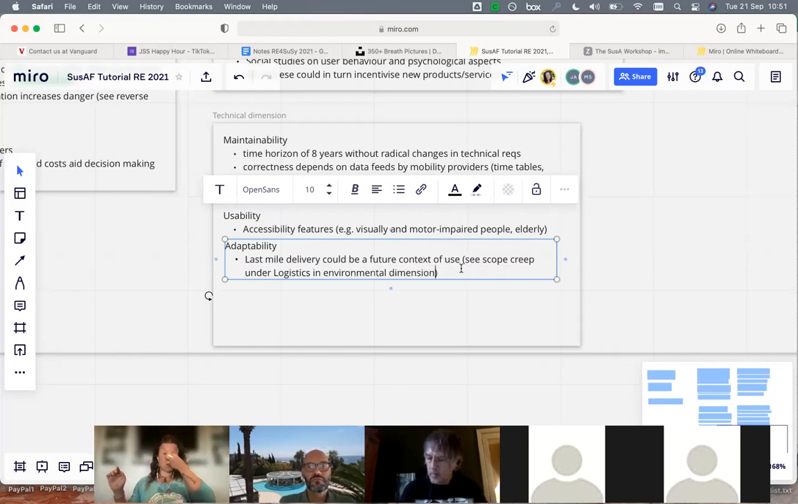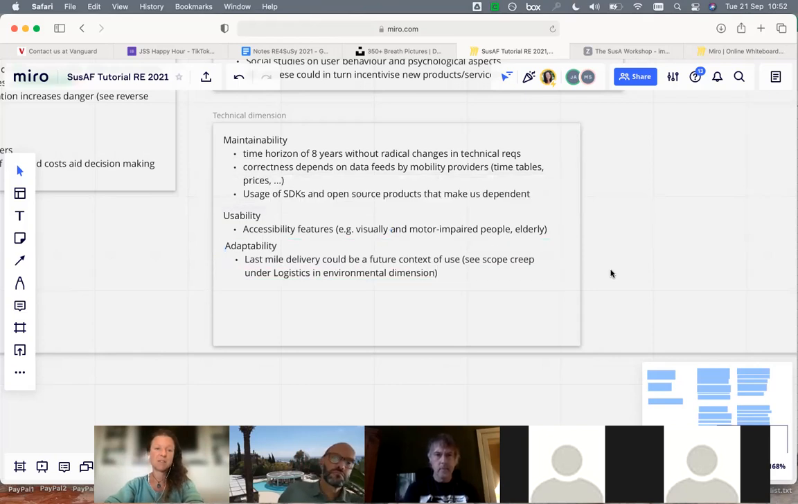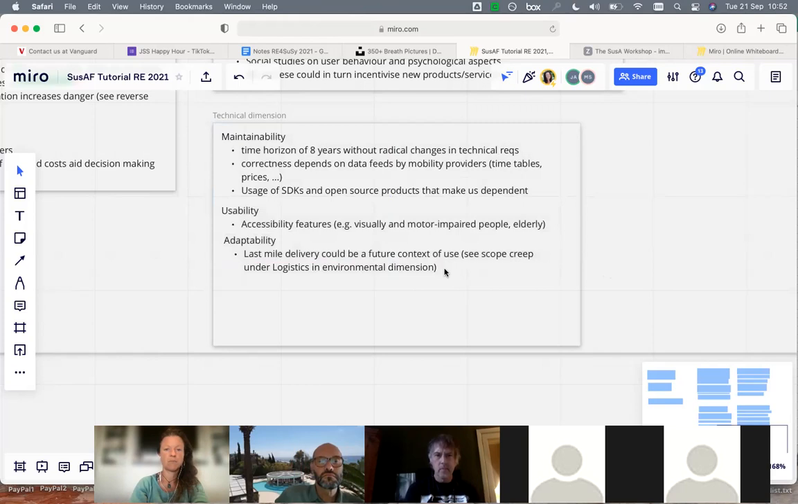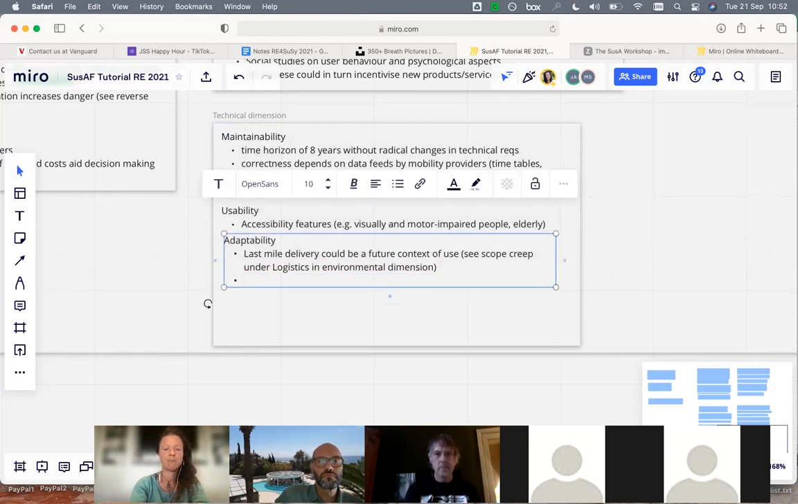Yes. So we had mentioned a scope creep under logistics in the environmental dimension, where we said, oh, last mile delivery, and currently not. So yeah, here we can pick that up again and say that's a thing, or it might be in the future. And then there are two other things that come to mind. One is self-driving cars or vehicles as a type of on-demand transport. And the other one would be drones.